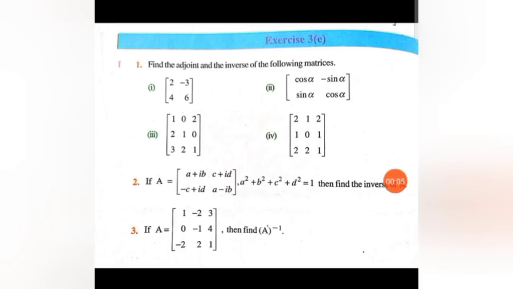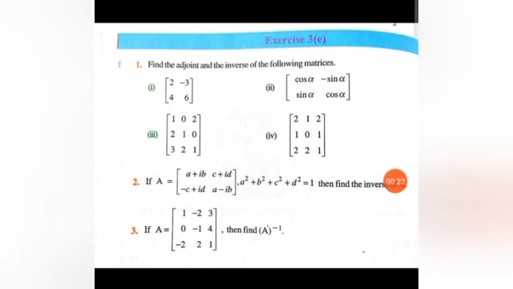Okay, students, in our exercise 3, there are some problems related to the concept of inverse. Observe one by one. Find the adjoint and the inverse of the following matrices. So Roman 1, the first problem. Here you need to find only the adjoint. You know how to evaluate the adjoint for this. And also find the inverse.